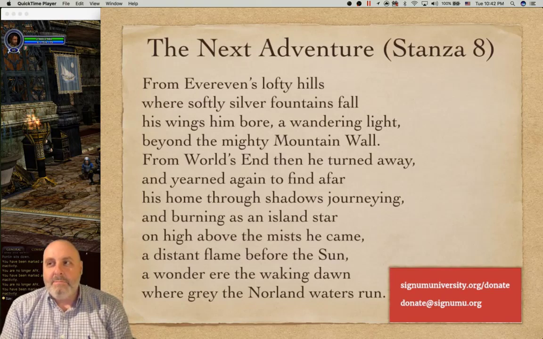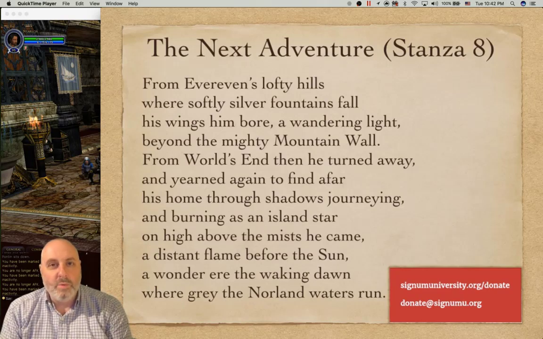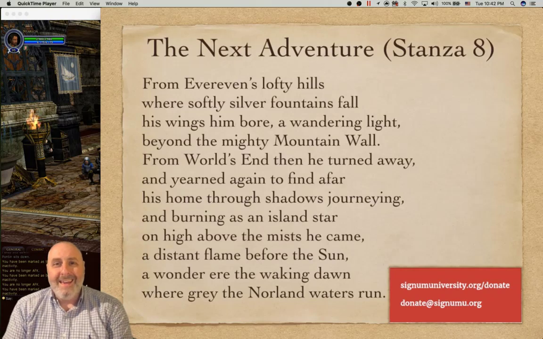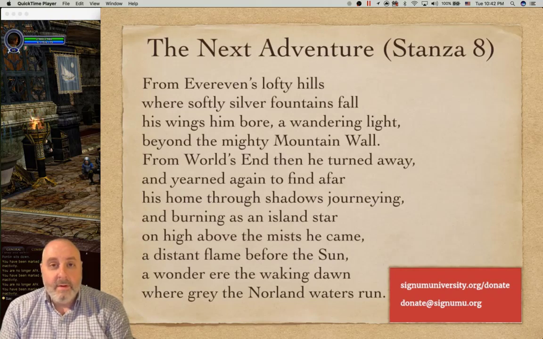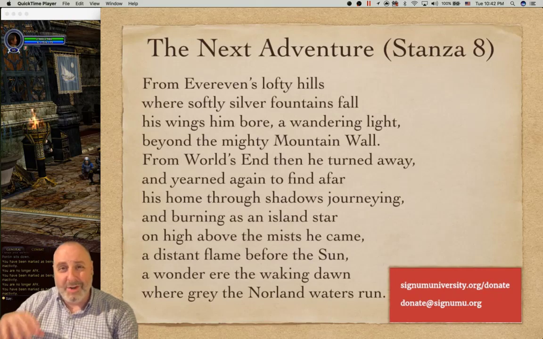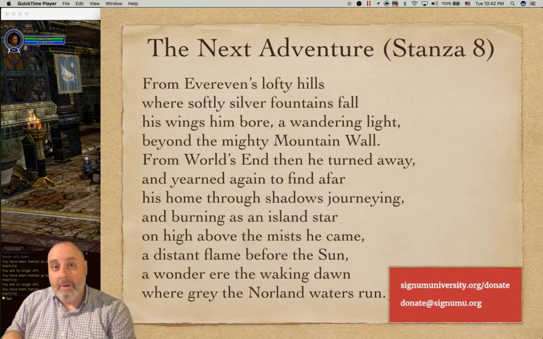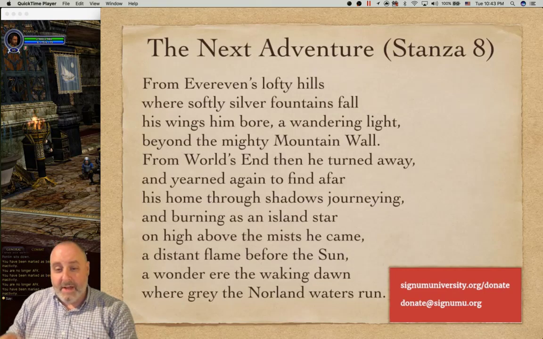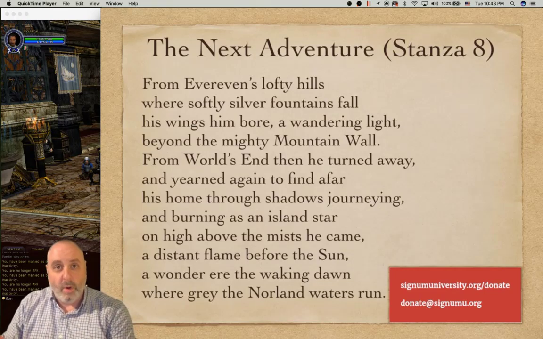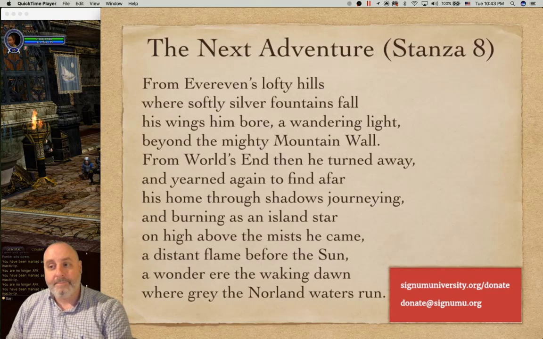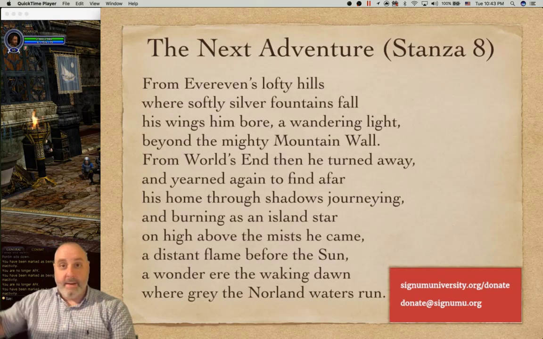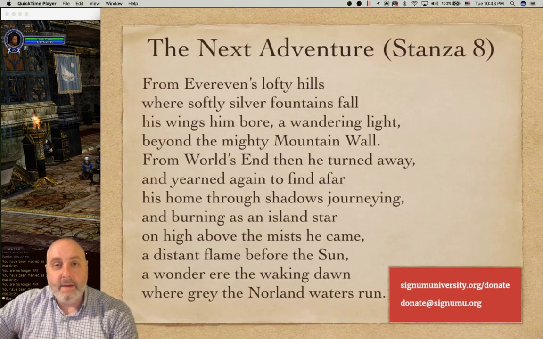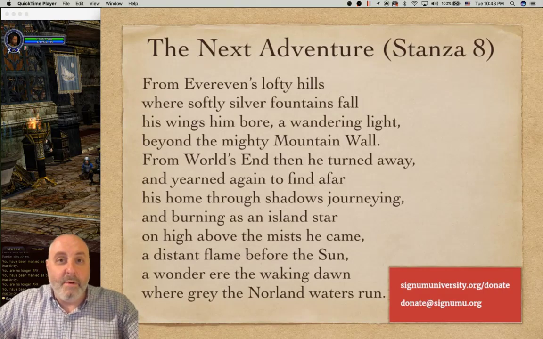A distant flame before the sun, a wonder ere the waking dawn, where gray the Norland waters run. In that place, you know, the place where the Norland waters run gray, he was a wonder ere the waking dawn. Somebody must have seen him, right? I mean, I presume it's not the gray waters themselves which are wondering, right, to see him. But it seems to be some kind of miraculous sign in the sky.